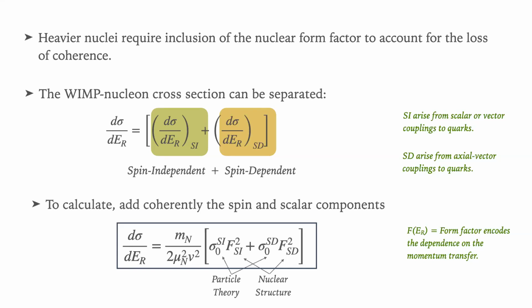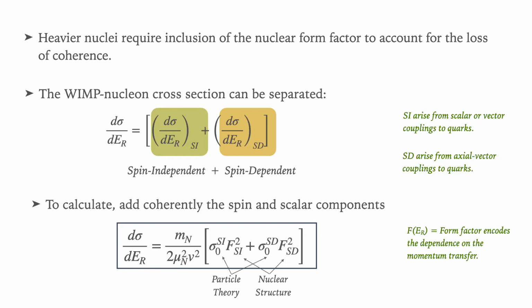Okay. So to calculate this, you can add coherently. So these functions then can get further broken down into their spin and scalar components. So you can see here we have the mass of the nucleus over 2 times the reduced mass squared times the velocity squared. And then you have the cross section, the spin independent cross section, the spin dependent cross section.